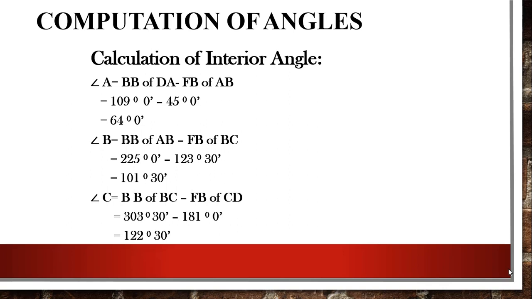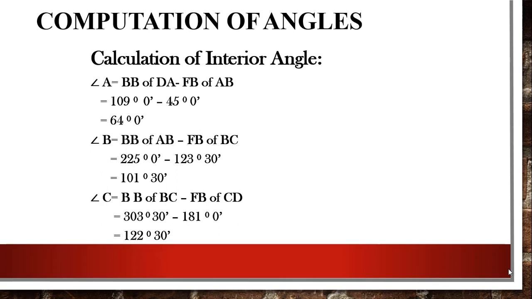So angle A is obtained as back bearing of DA minus fore bearing of AB. So back bearing of DA is given, that is 109 degrees 0 minutes. Fore bearing of AB is also given, that is 45 degrees 0 minutes, and the angle which is obtained is 64 degrees 0 minutes, that is the angle A. Now for getting the angle B, apply the formula, that is back bearing of AB minus fore bearing of BC. So the back bearing of AB is given, that is 225 degrees 0 minutes, and the fore bearing of BC is 123 degrees 30 minutes. So the angle B is obtained as 101 degrees 30 minutes.